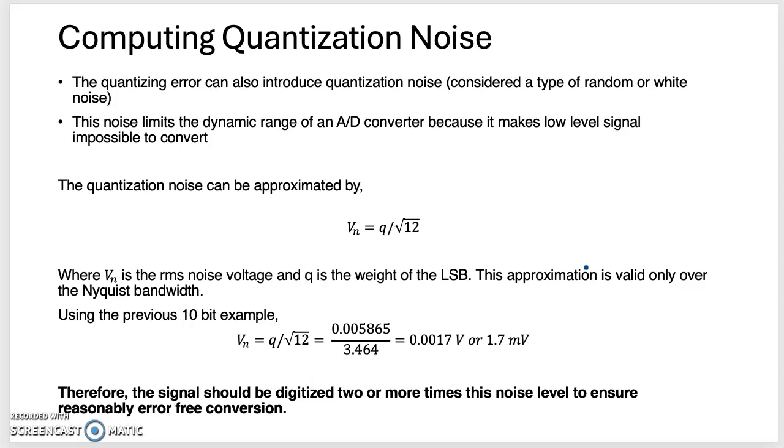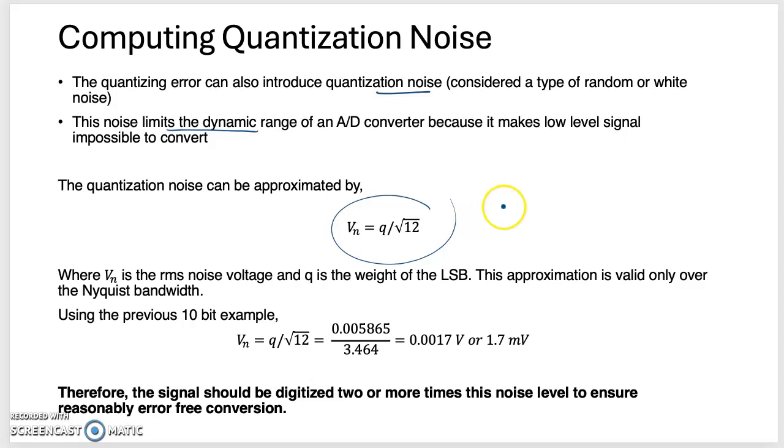Alright, now let's talk about computing quantization noise. Quantizing error can also introduce quantization noise. This noise limits the dynamic range of the A to D converter because it makes low level signals impossible to convert. So we can approximate this quantization noise simply by equating it to this formula.